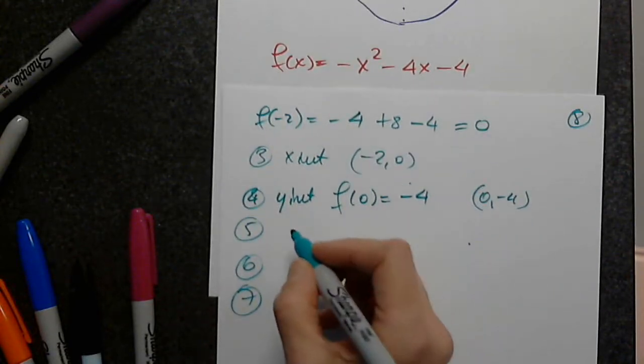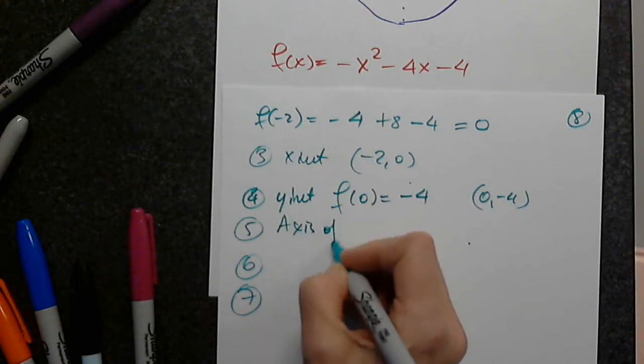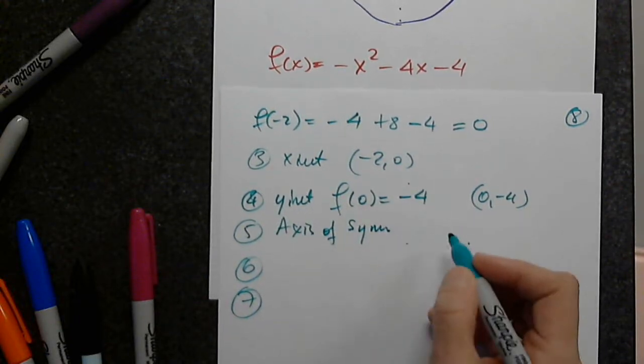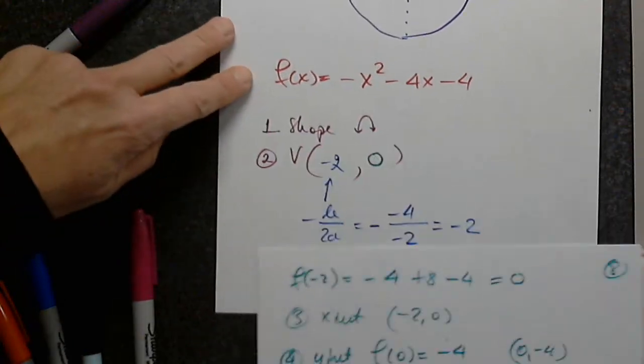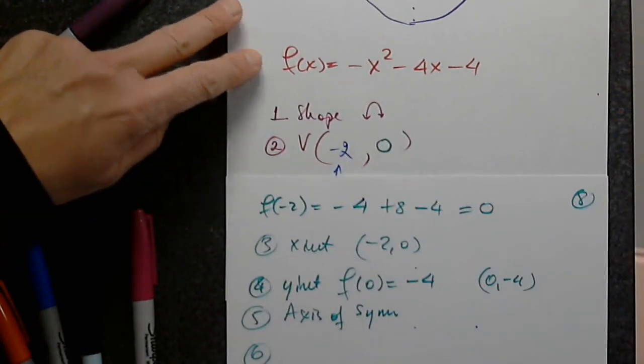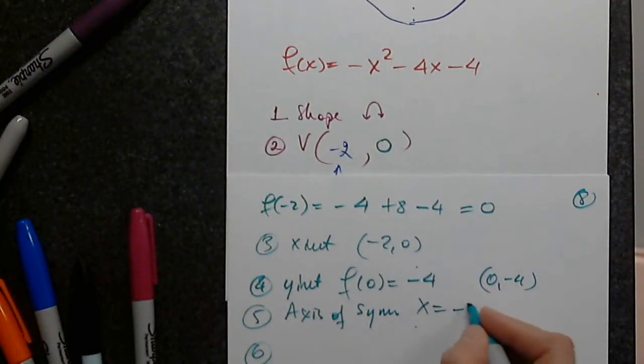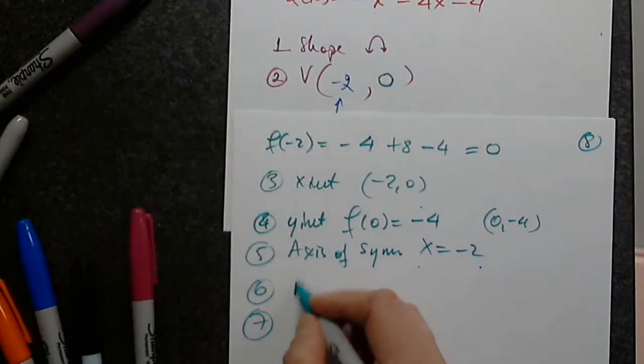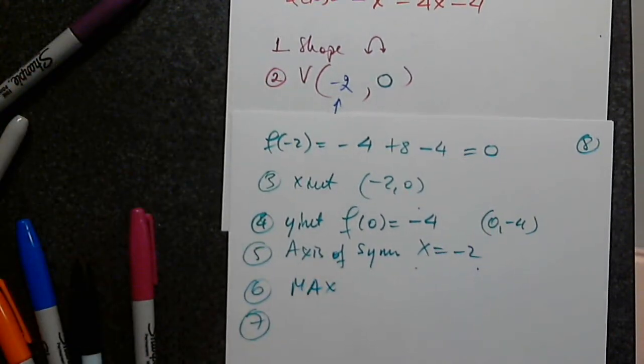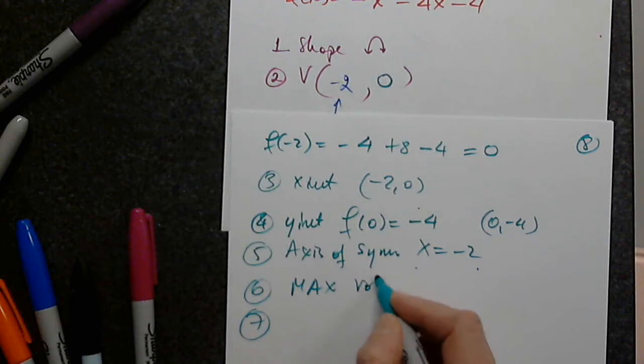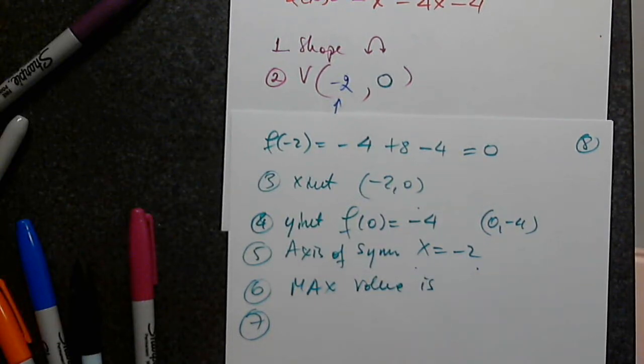Number 5, axis of symmetry. X equals -2. Very good. Thank you, Marcus. Maximum, because it has a maximum. Maximum value is 0. Awesome. And then range.